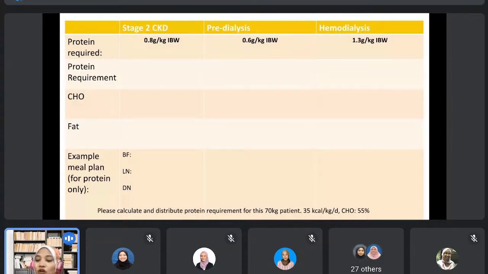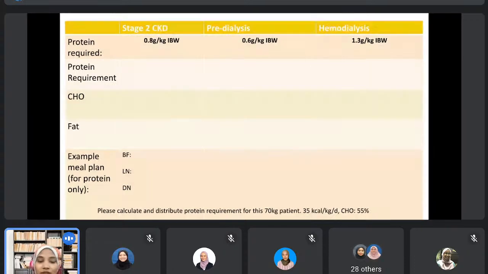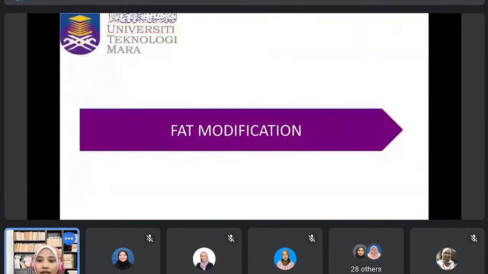Alright. And then kalau tengokkan percentage of protein pun almost macam normal lah for normal one. Okay. Alright, so sekarang pukul berapa dah ni? So kita teruskan. Okay, the last one is fat modification.